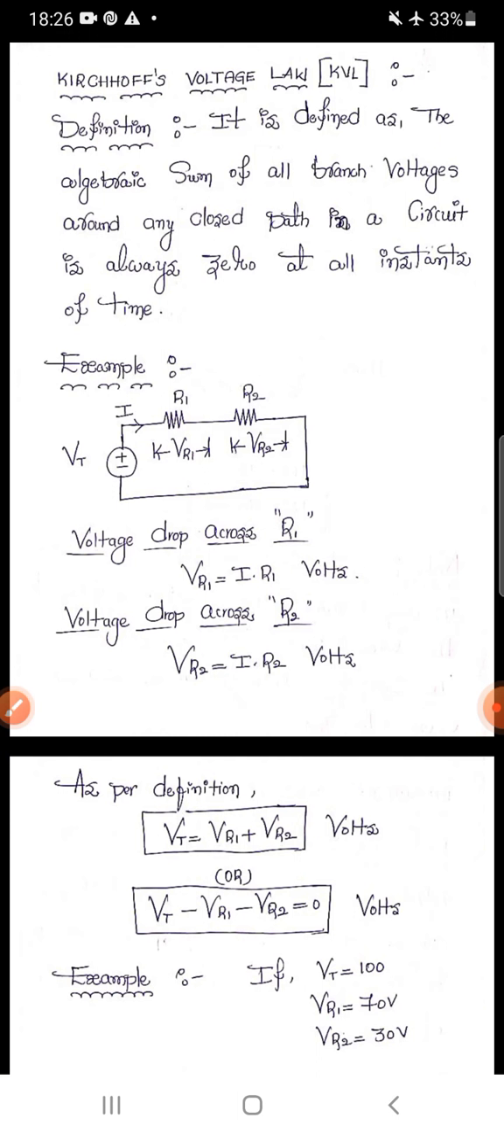So in the coming classes I am going to solve a few problems based on KCL, KVL, Ohm's law, and how to find the voltage drops across any element. Okay, so don't miss the upcoming classes.